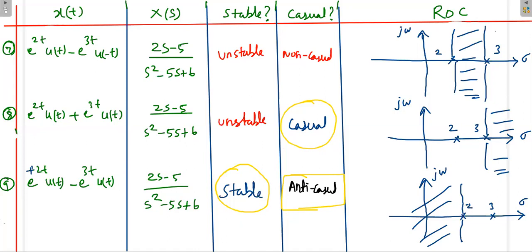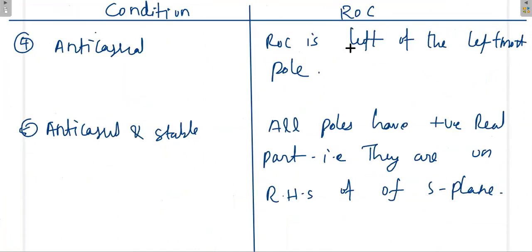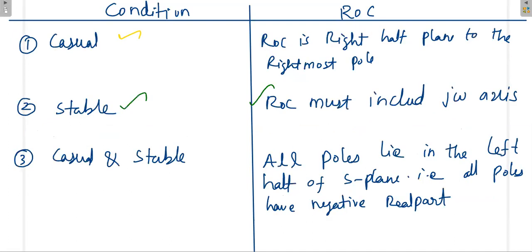So what is anti-causal? Anti-causal means the ROC is left of the leftmost pole, because in the leftmost pole you will be getting the minimum value. Leftmost means the minimum value of the pole. That is anti-causal.